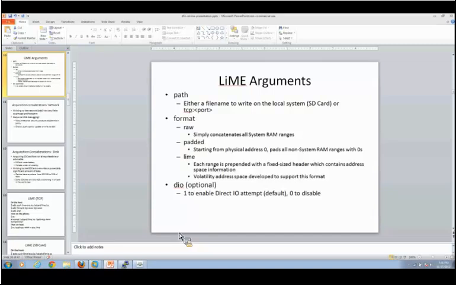And finally, the last option you have is direct I/O, and LiME will try to do this by default, and then most of the time it's not going to work, and so it drops back and doesn't use it.